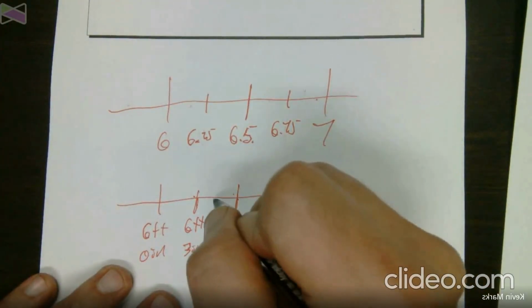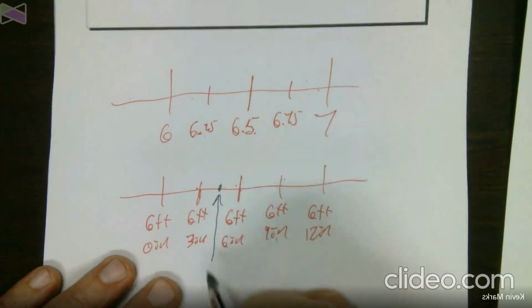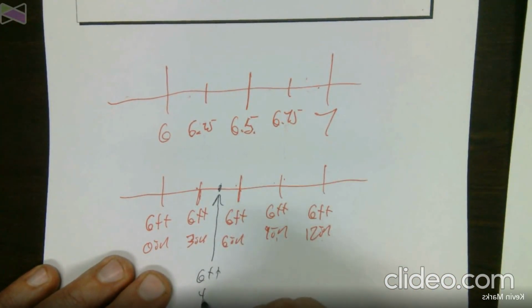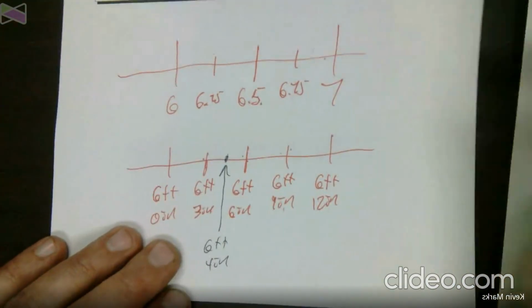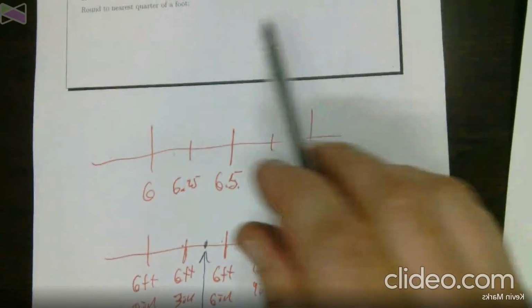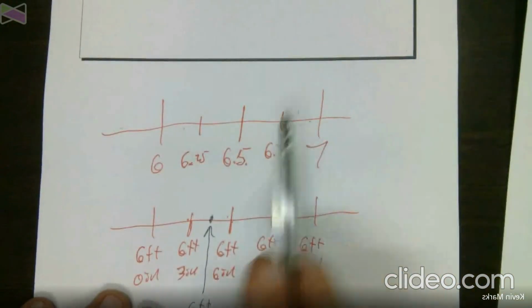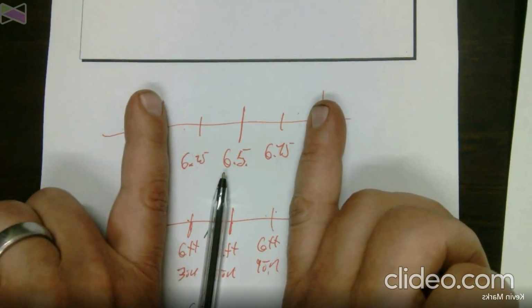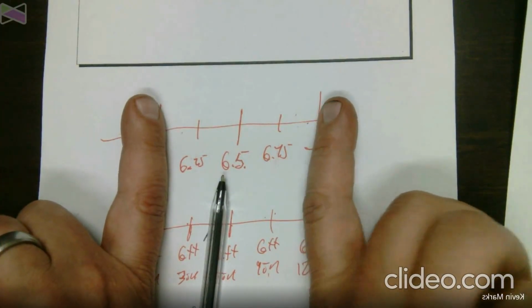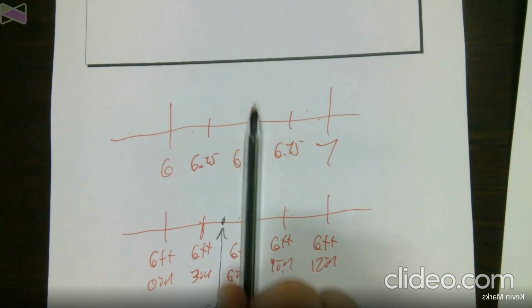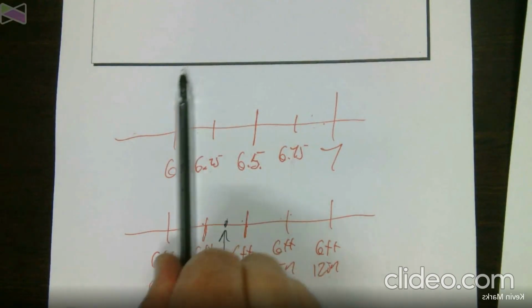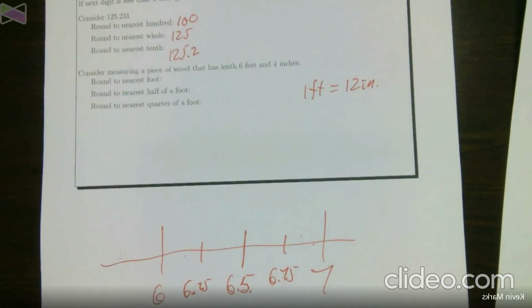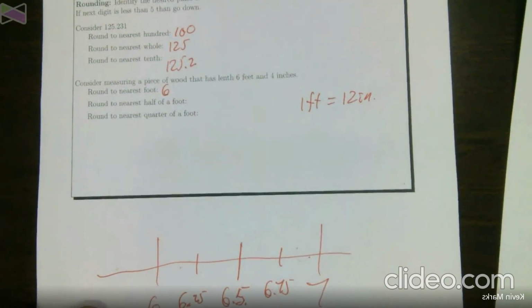So 6 feet, 4 inches would actually end up in here, right? It's more than 3, but less than 6. First off, they want the nearest foot. My nearest foot is either going to be down at 6 or up at 7, okay? Well, that 4 inches is less than halfway. So if it's less than halfway, then you would go down to 6 feet, right?